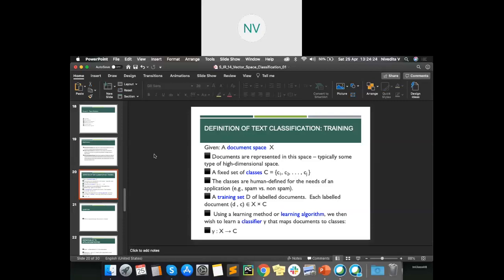We also need the training set. And the last one, we use a learning method or learning algorithm to learn the classifier gamma that maps documents to classes. We write gamma as a function from X, the document space, to the classes C.